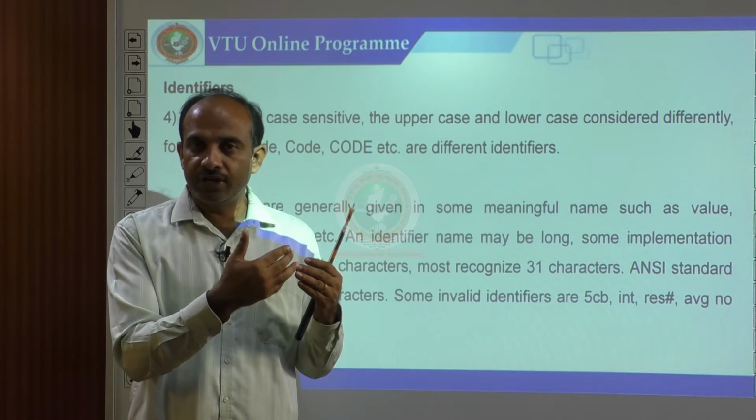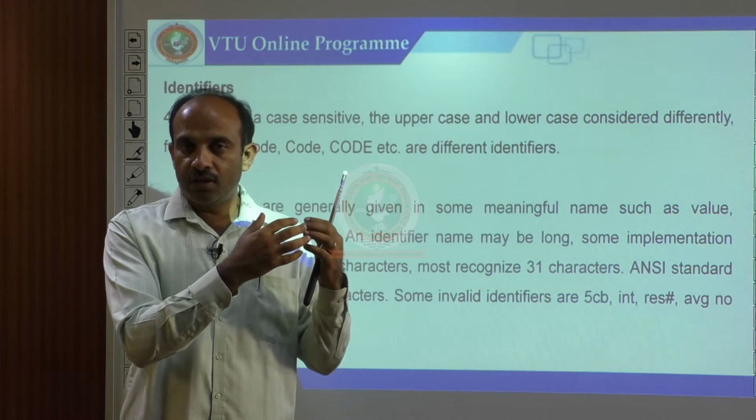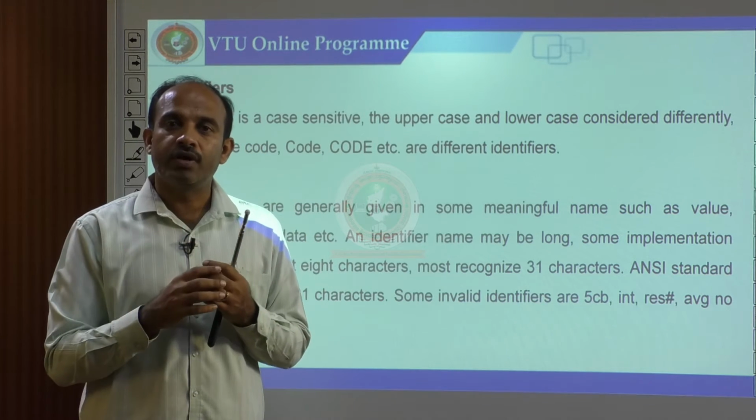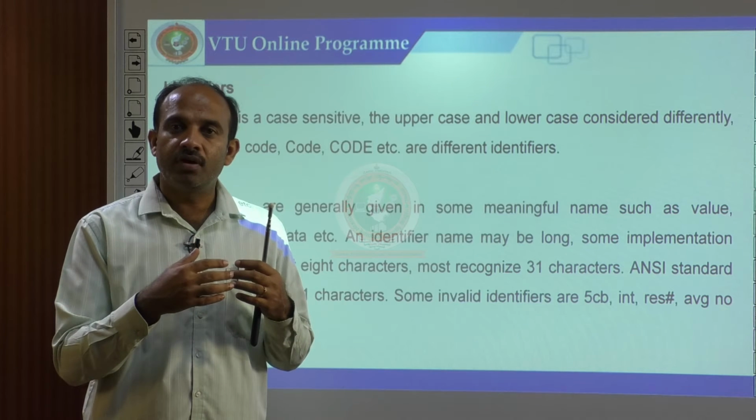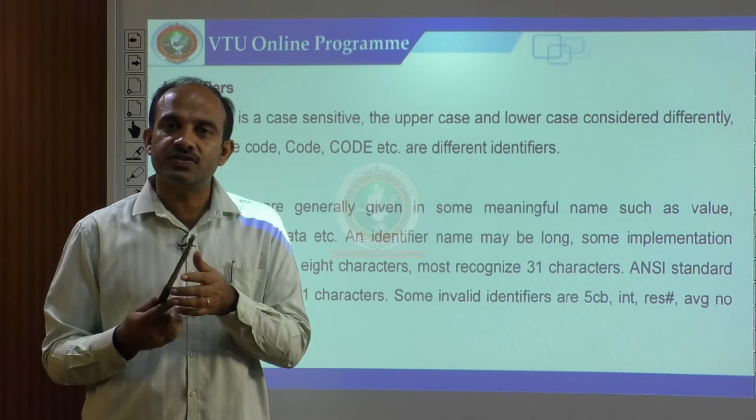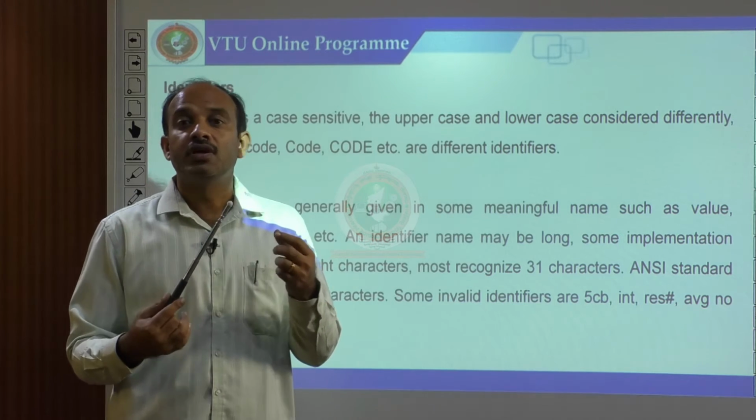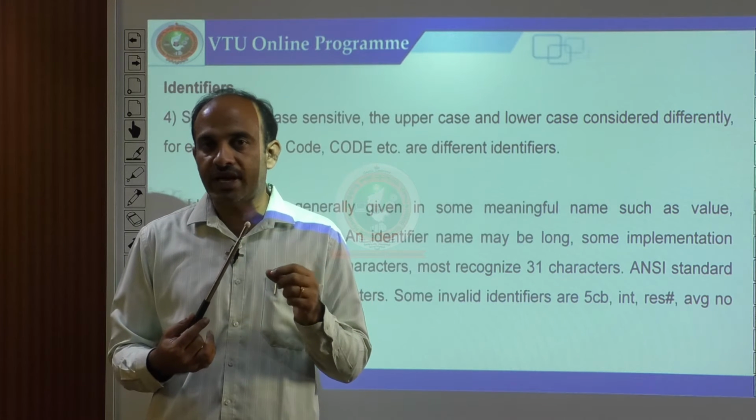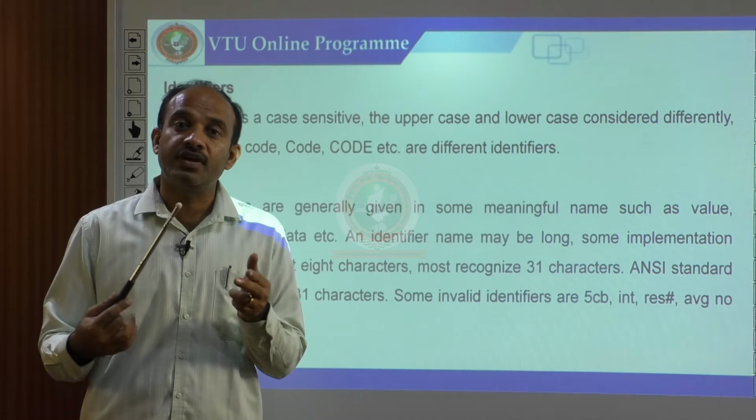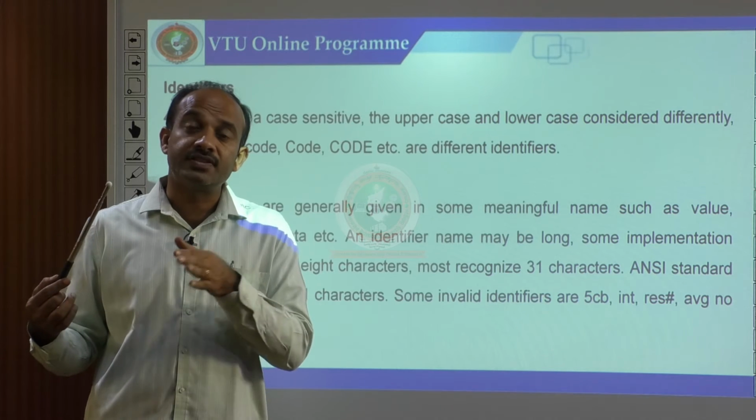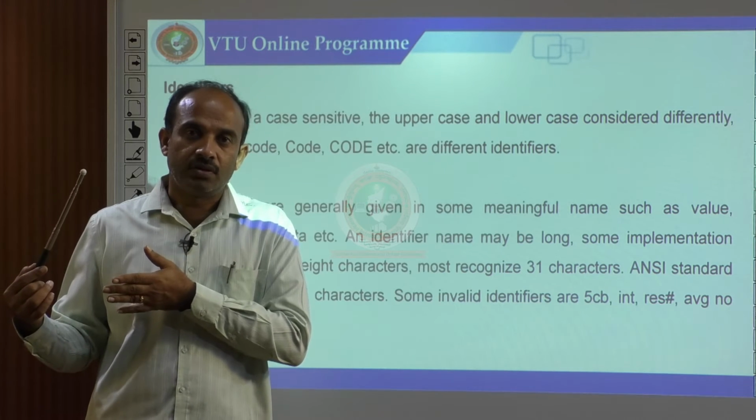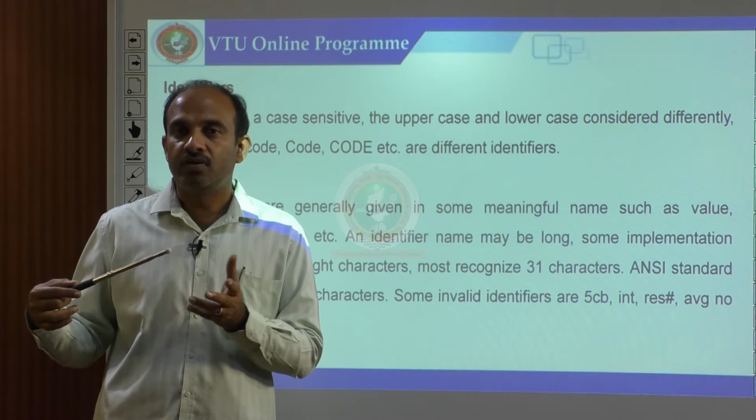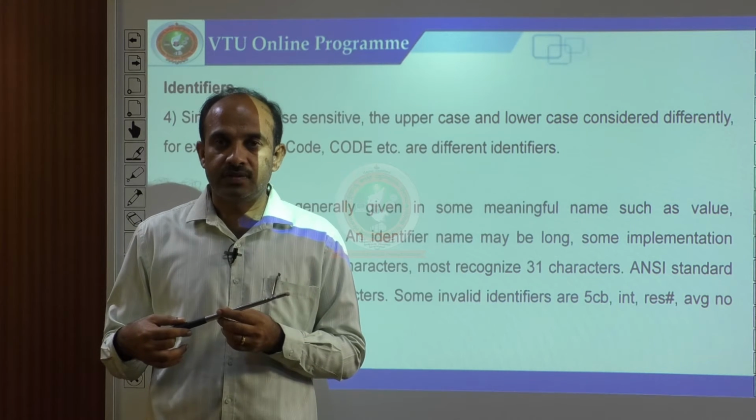Even though both are VTU, in the first identifier all the characters are lowercase, and in the second word V is uppercase and TU is small. Both are VTU, but because of the case, one is all lower, and in the other only the first character is upper. So, both are different. Even if I say VTU all uppercase, it is a third different word. All three are different. We call these three different variables.